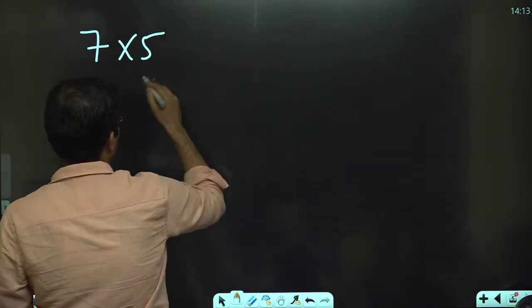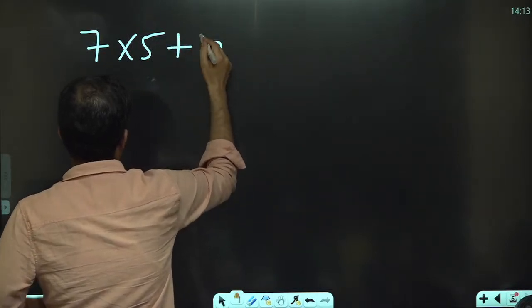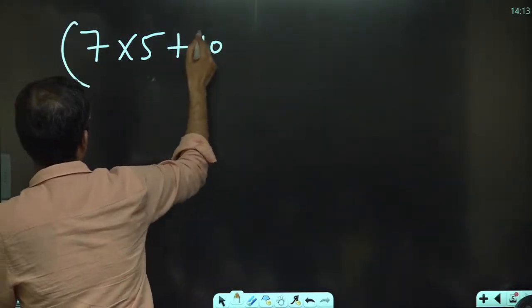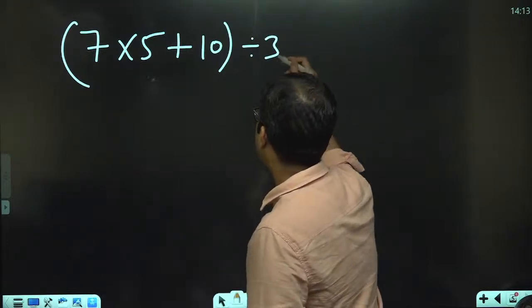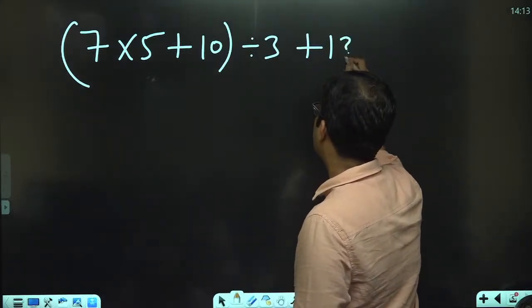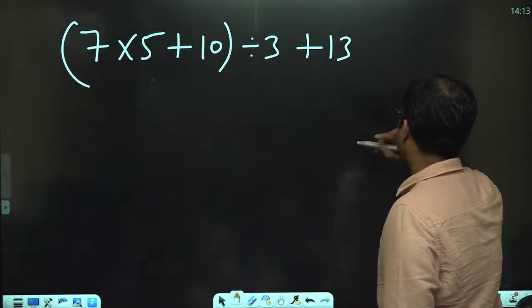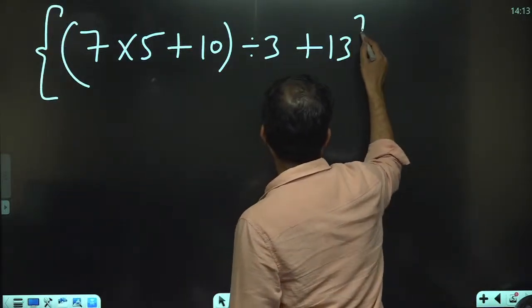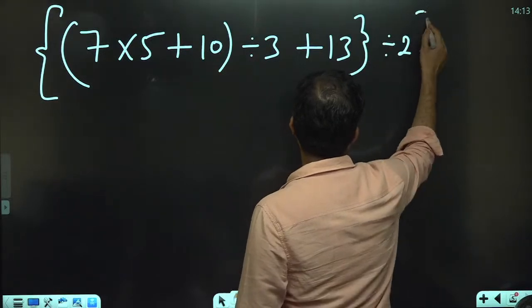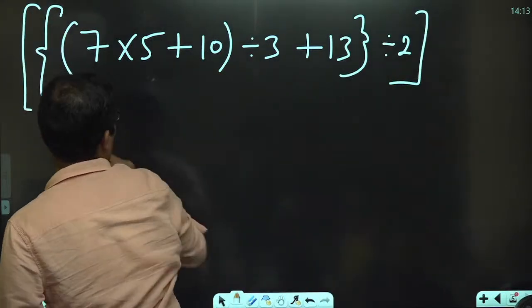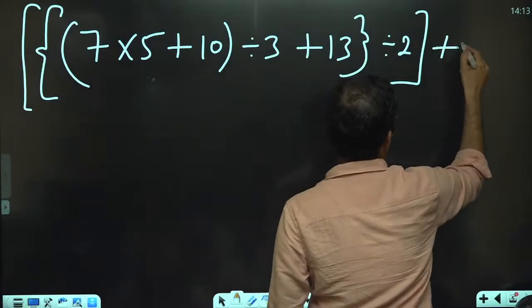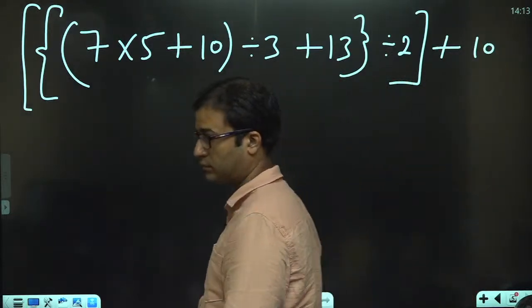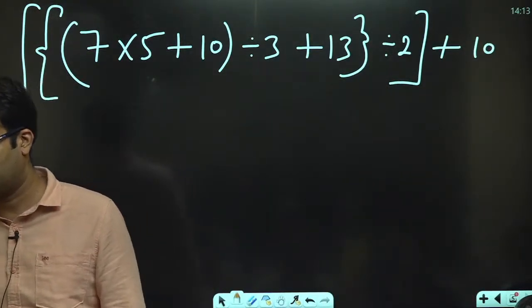Seven into 5 plus 10 divided by 3 plus 13 divided by 2 plus 10. I asked an easy one.